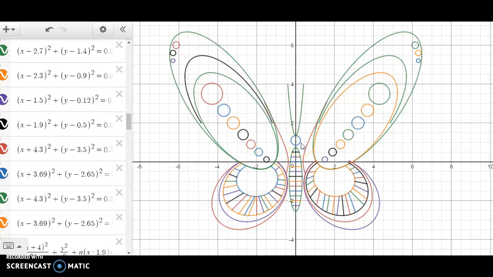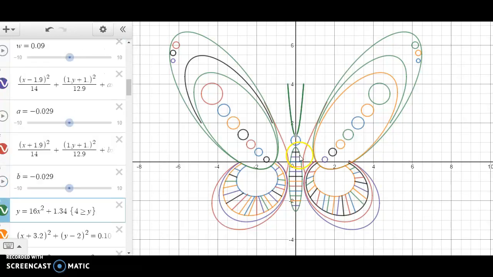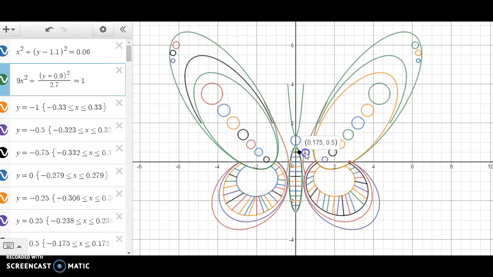For the Conics project, I had to develop an image using four of the conics we learned in class. So a circle, a parabola, an ellipse, and a hyperbola.